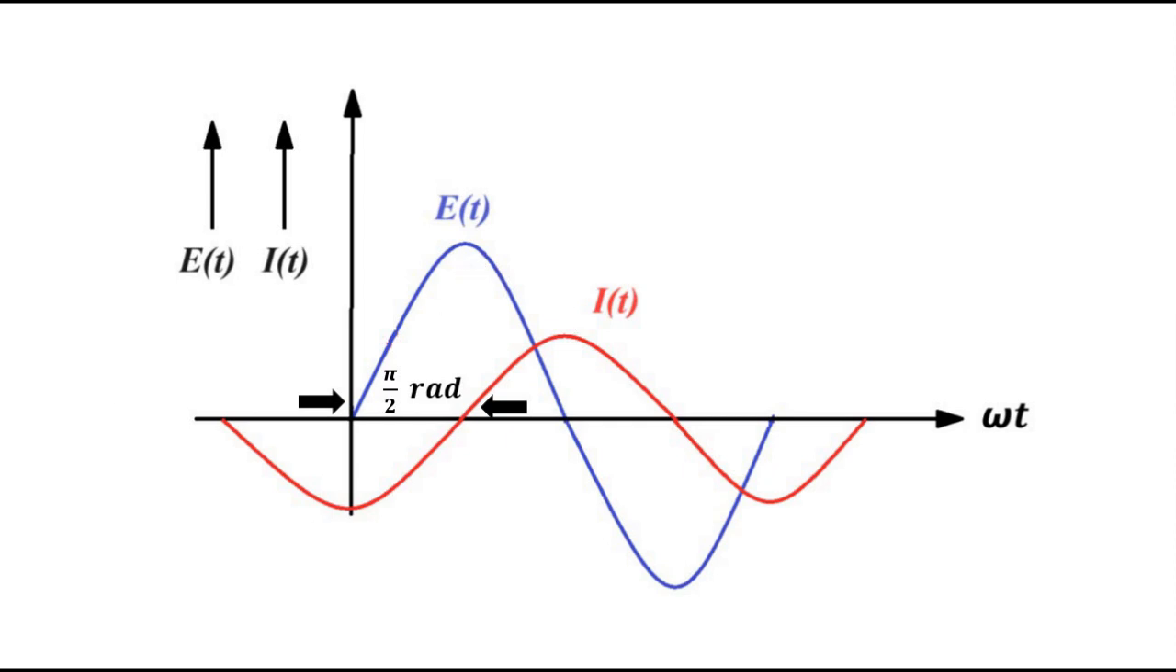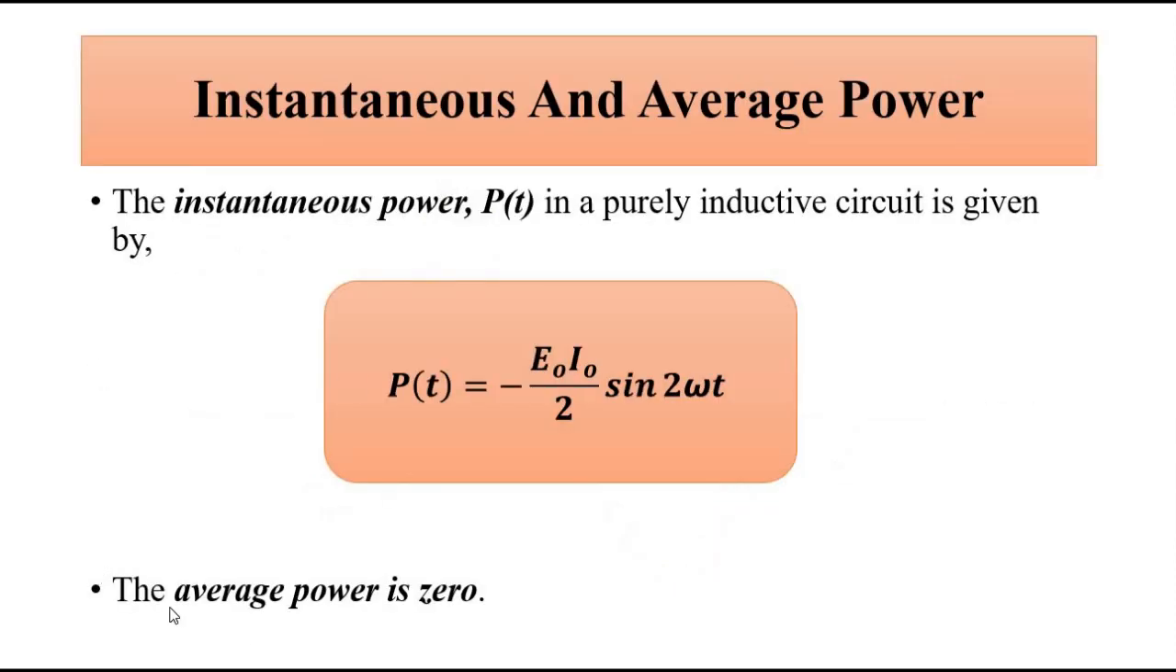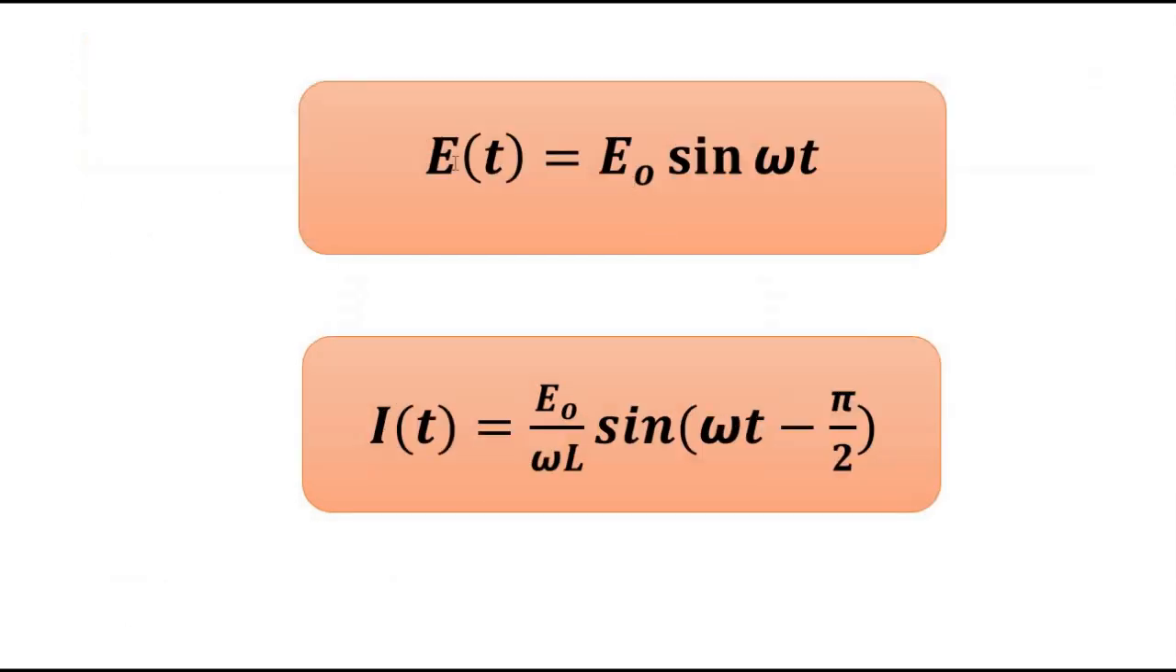Now the average power for such a circuit is 0, and the instantaneous power at any given time is the product of the time varying EMF and the time varying current.